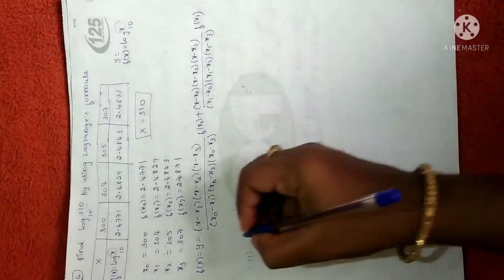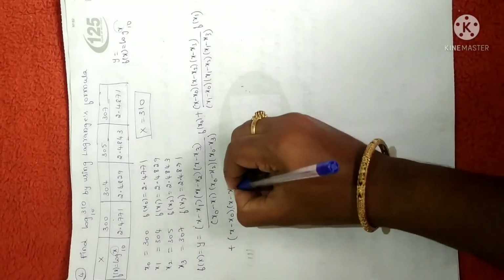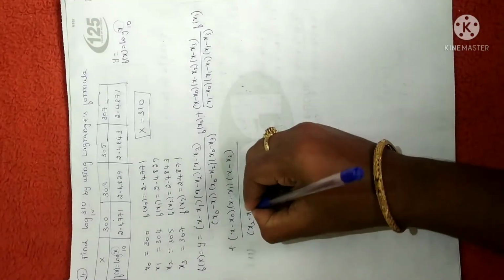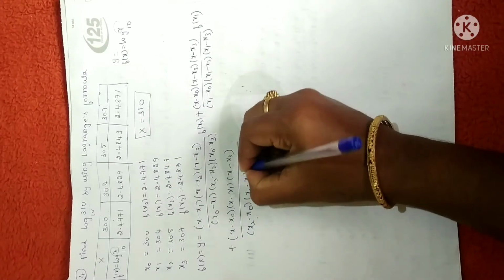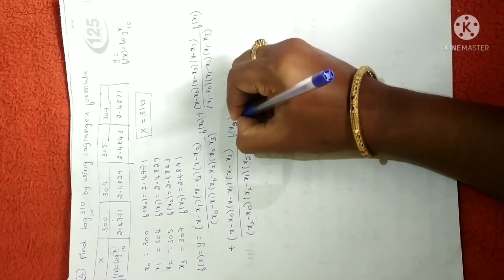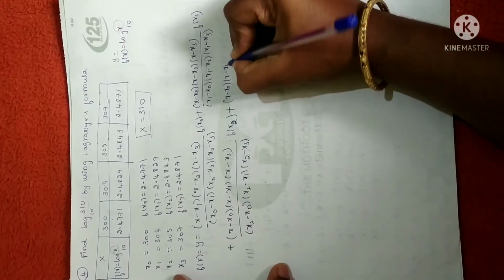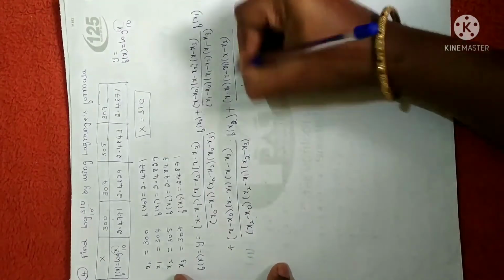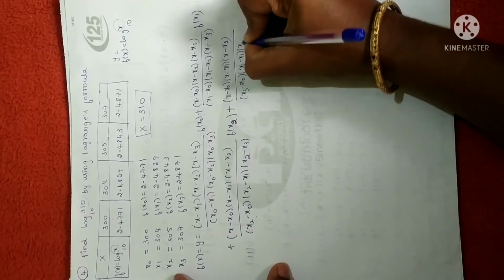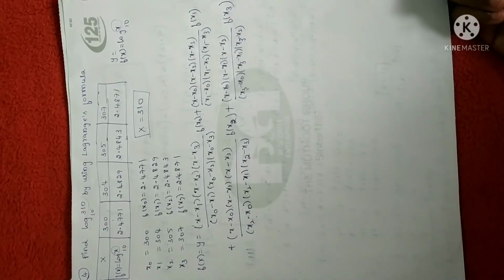Next, the third term: (x minus x0)(x minus x1)(x minus x3) divided by (x2 minus x0)(x2 minus x1)(x2 minus x3) into f of x2, plus the fourth term: (x minus x0)(x minus x1)(x minus x2) divided by (x3 minus x0)(x3 minus x1)(x3 minus x2) into f of x3. So this is the Lagrange formula.